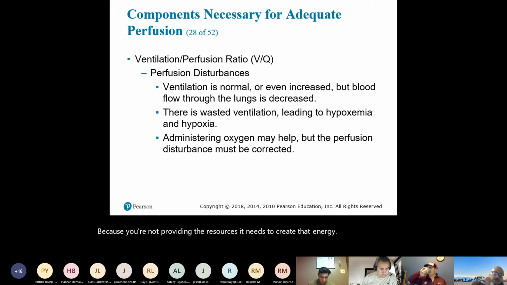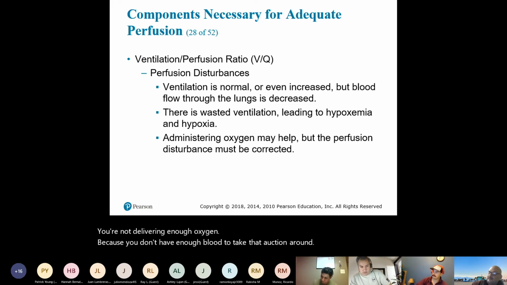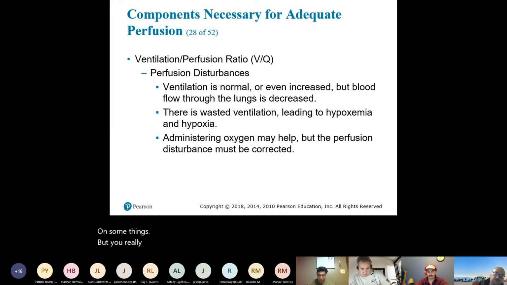Now, if you have a perfusion disturbance, a blood flow issue, you're not delivering enough oxygen because you don't have enough blood to take that oxygen around. You could try to give more oxygen, although that's not always the solution, but you could try on some things. But you really have to fix that blood flow issue.